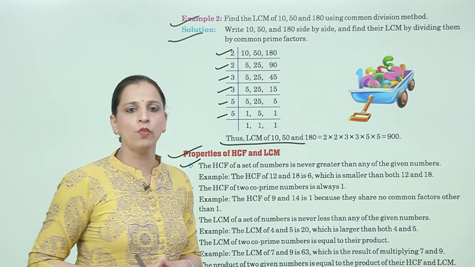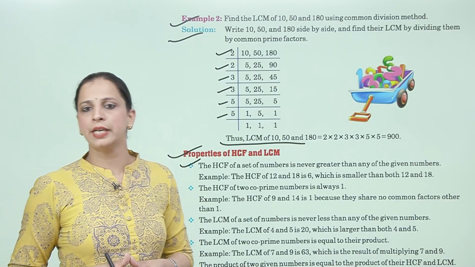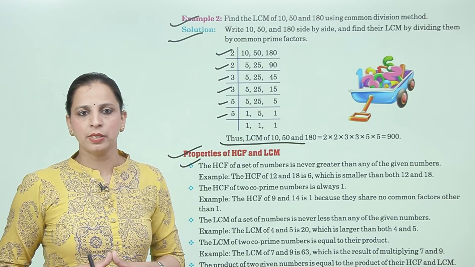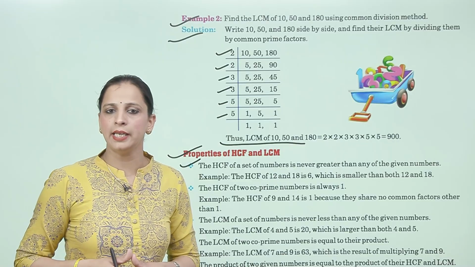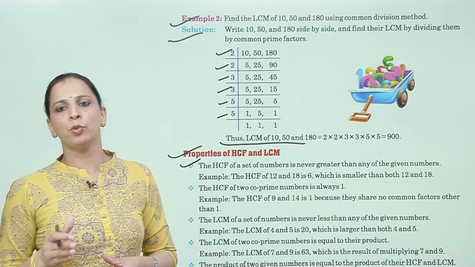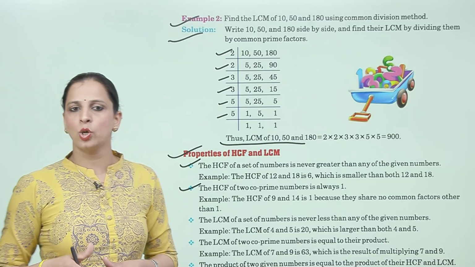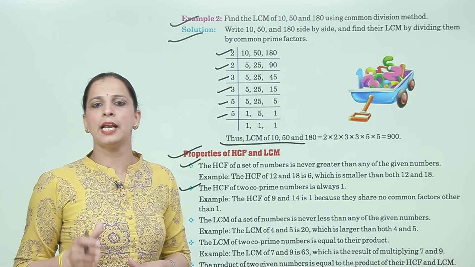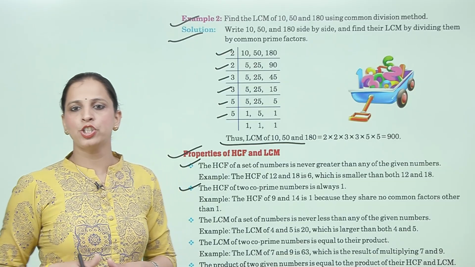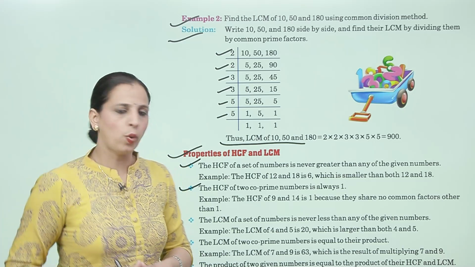Now, properties of HCF and LCM. First, the HCF of a set of numbers is never greater than any of the given numbers. Example, the HCF of 12 and 18 is 6, which is smaller than both 12 and 18. The HCF of two co-prime numbers is always 1. Example, the HCF of 9 and 14 is 1 because they share no common factor other than 1.